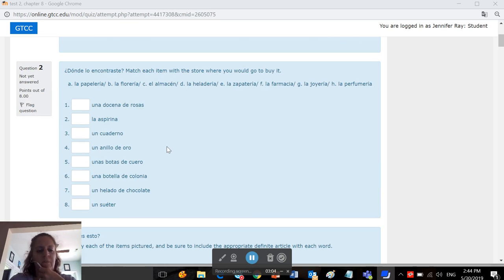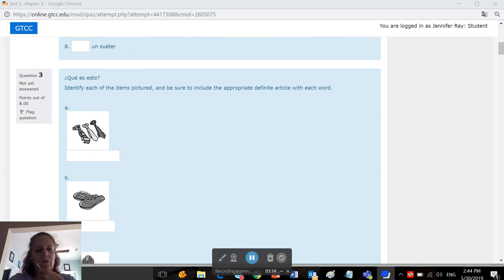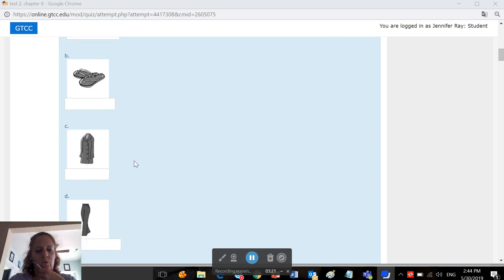Donde lo encontraste, match each item with the store where you would buy it. So you read the items that are being sold, and then just write the letter of the store where you would buy each of those items. ¿Qué es esto? Identify each of the items pictured and be sure to include the appropriate definite article, the, along with the word.